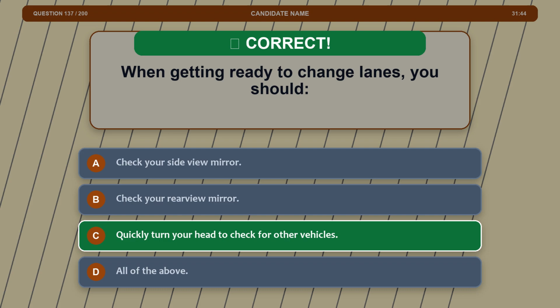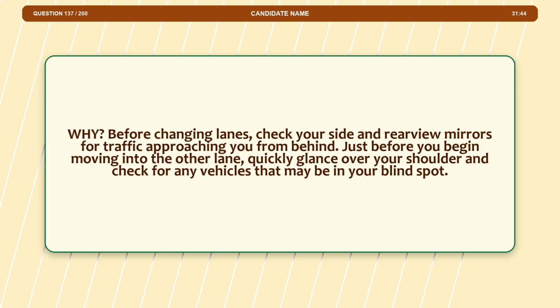The correct answer is option C. Quickly turn your head to check for other vehicles. Explanation. Before changing lanes, check your side and rear view mirrors for traffic approaching you from behind. Just before you begin moving into the other lane, quickly glance over your shoulder and check for any vehicles that may be in your blind spot.